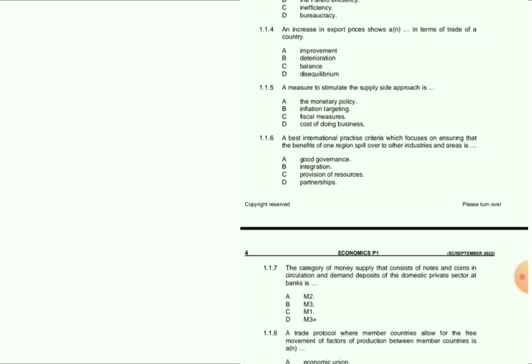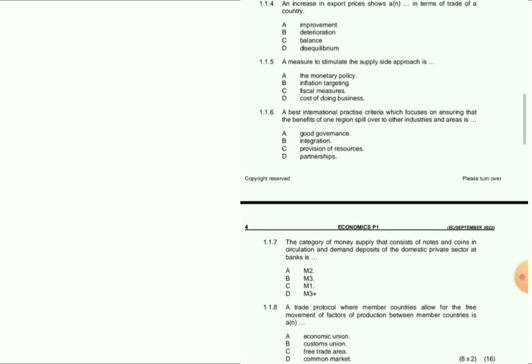1.1.5. A measure to stimulate the supply side approach is. I think this one many of you don't know it. I definitely know that many of you don't know this. But it's the cost of doing business. It's D. A measure to stimulate the supply side approach is D, cost of doing business.